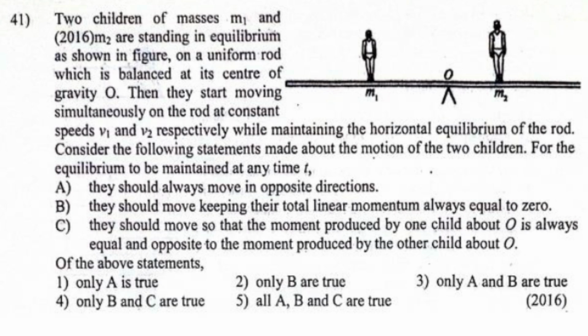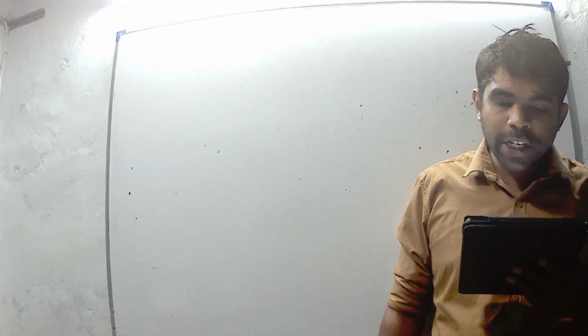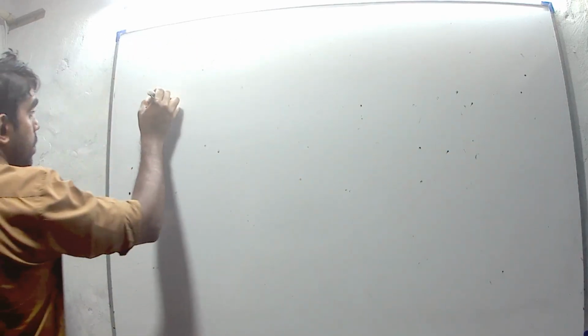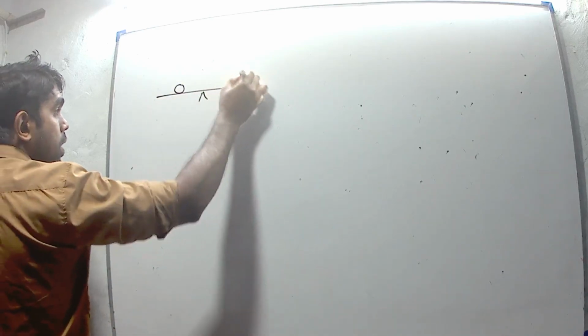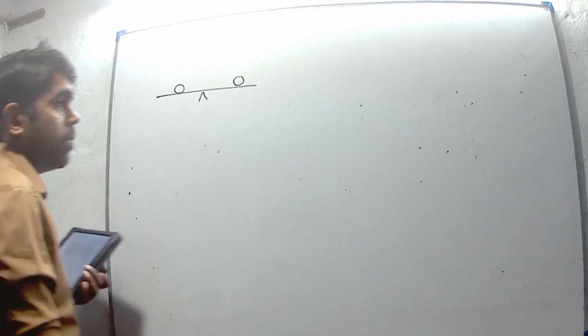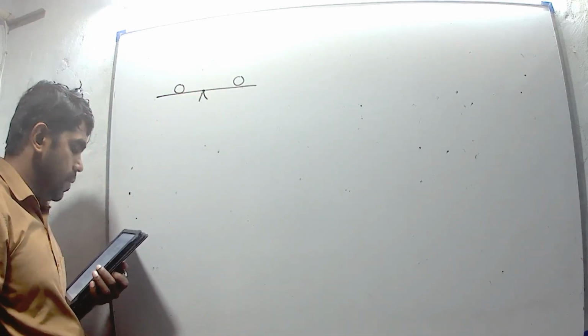Consider the following statements made about the motion of the two children for the equilibrium to be maintained at any time t. Part A. They should always move in opposite directions. Yes, it is correct. We know that they have to move such that the change of momentum around point O, this point, should be equal.